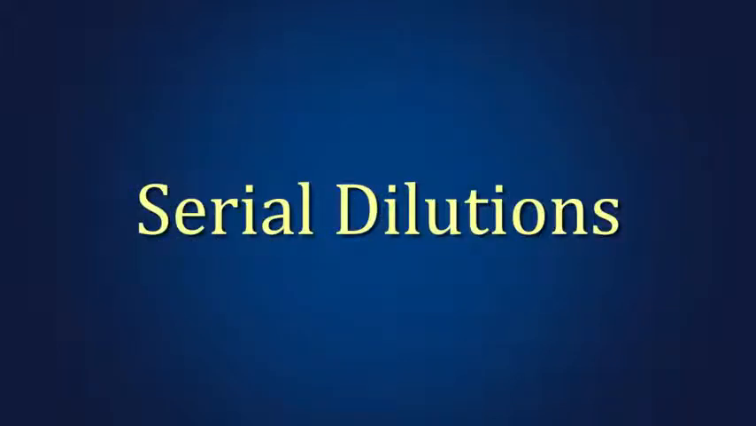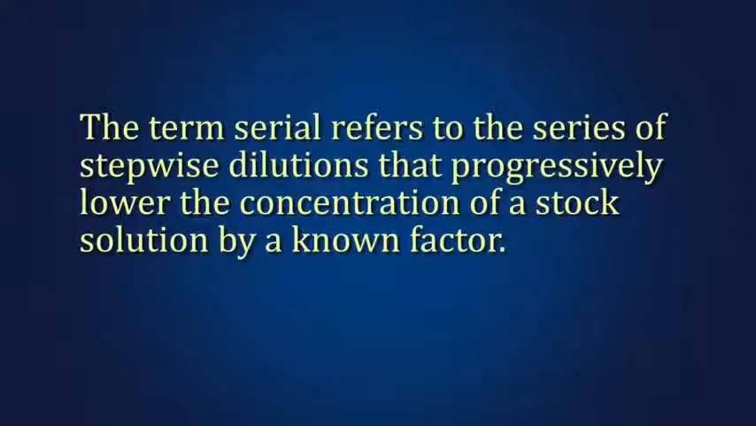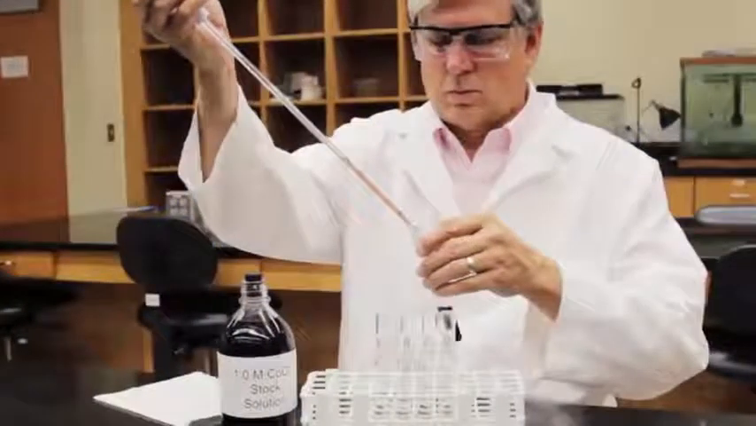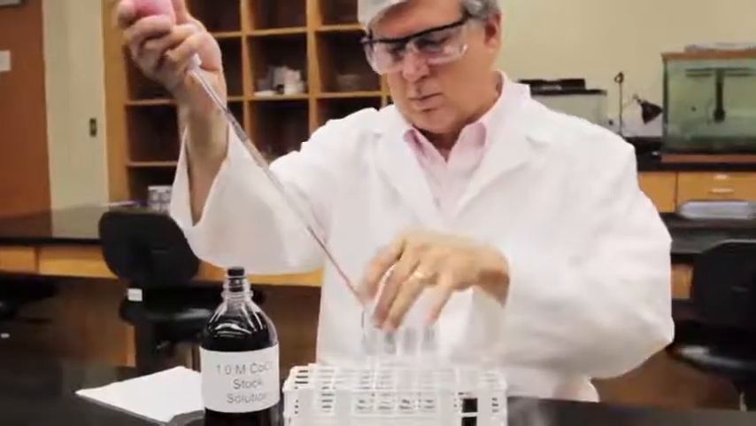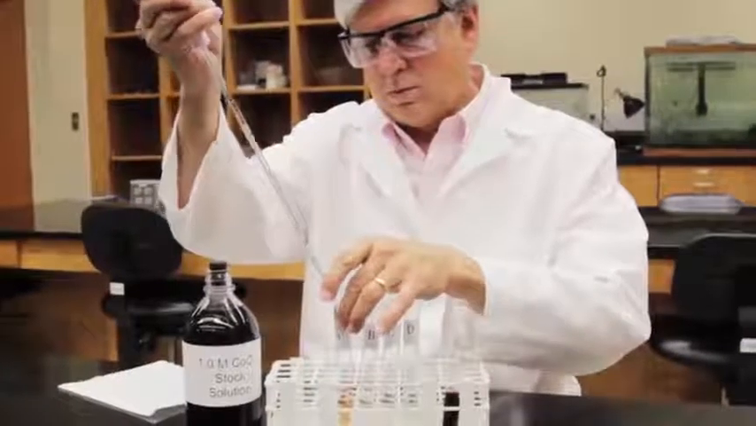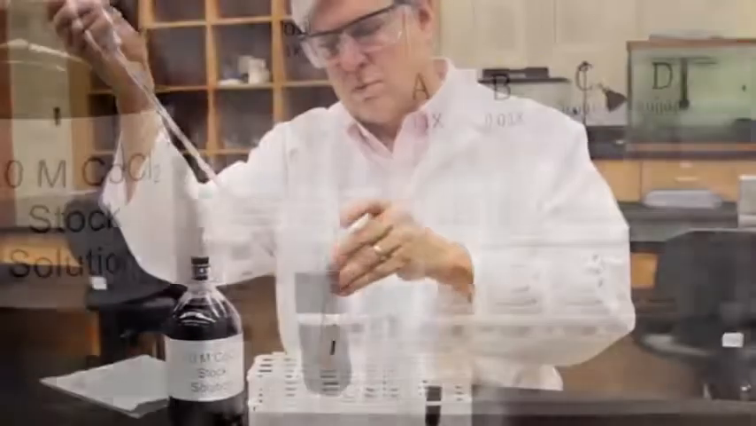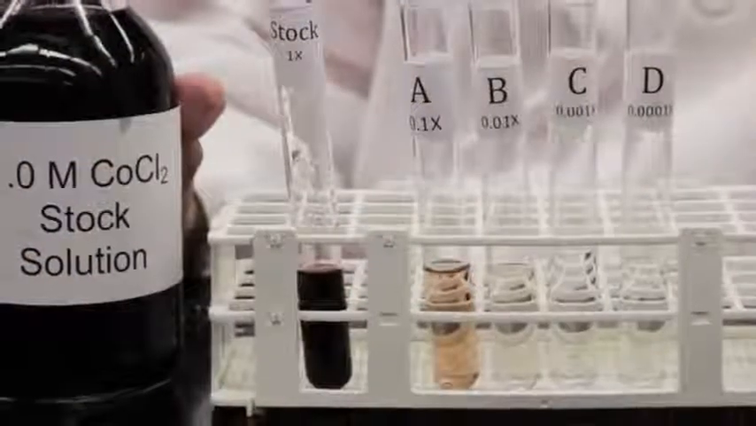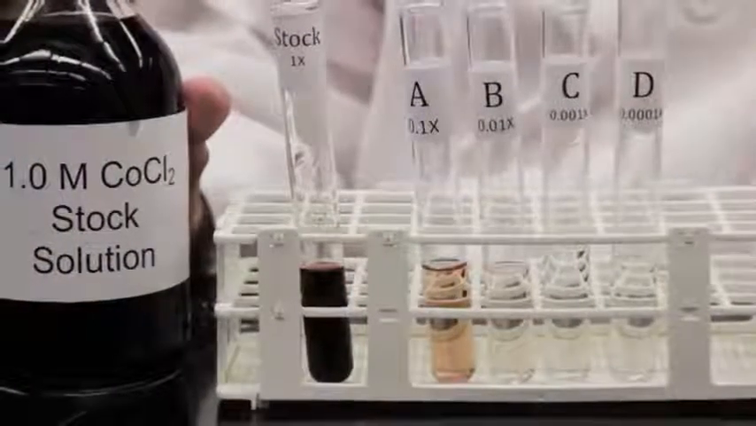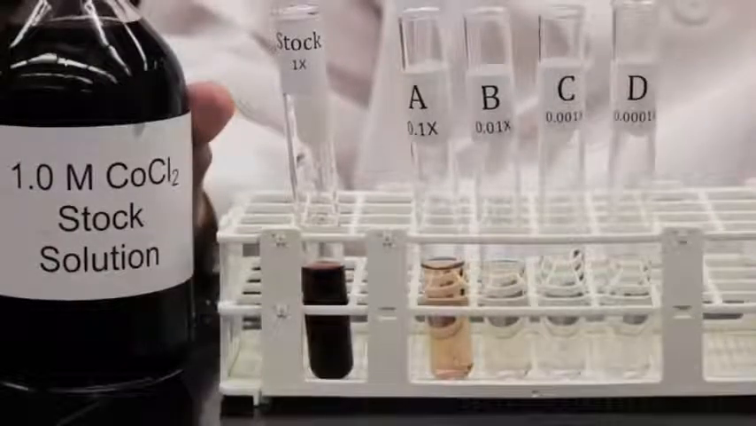Serial dilutions are often useful, and as the word serial implies, they involve more than one dilution step. More specifically, the term serial refers to a series of stepwise dilutions that progressively lower the concentration of a stock solution by a known dilution factor. The dilution factor is usually constant for each step. For example, if the repeated dilution factor is 10 to 1, then serial dilutions would produce concentrations of 10 to 1, 100 to 1, 1,000 to 1, and so forth.